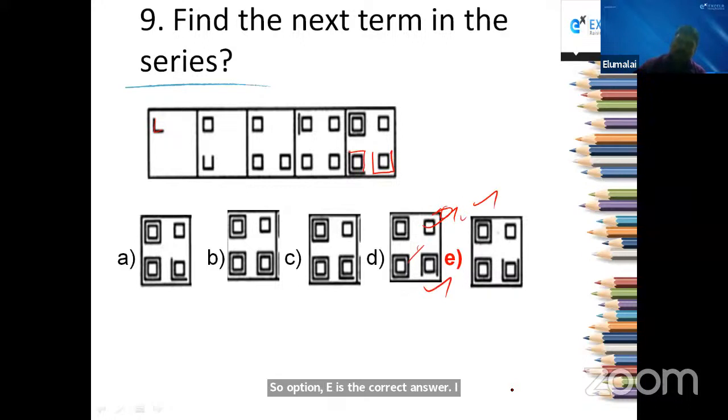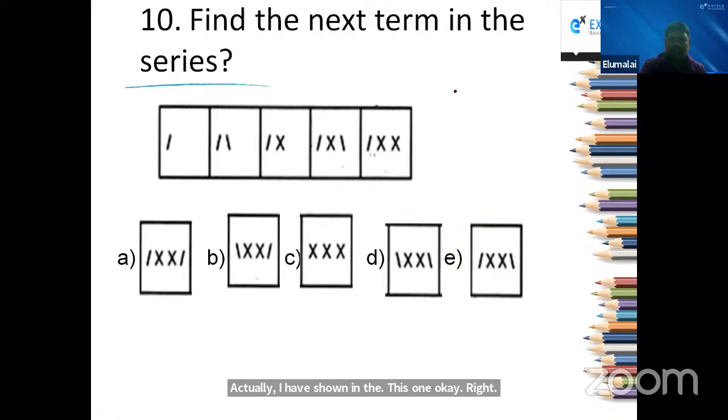Now this one. Not understood. Okay. Actually, I have shown in this one. Okay. Now you can see this. Now answer this question. Find the next term in this. Actually, one of you has posted that you did not understand.